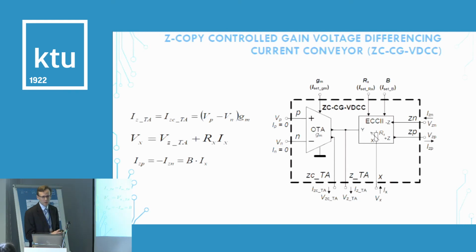It's a very long name, but the basic is really simple. It consists of two active elements. One of them is an operational transconductance amplifier with controllable transconductance, and the second is an electronically controllable current conveyor of second generation that has controllable intrinsic resistance and current gain, as described by these equations.